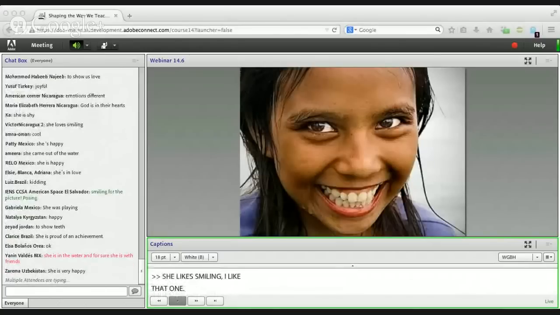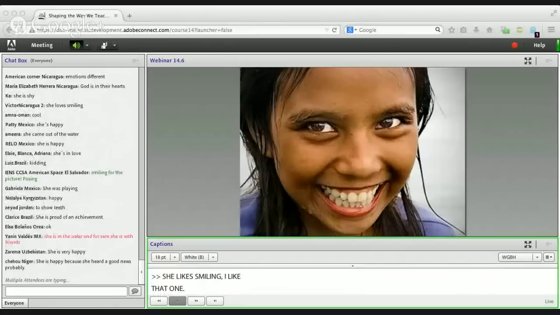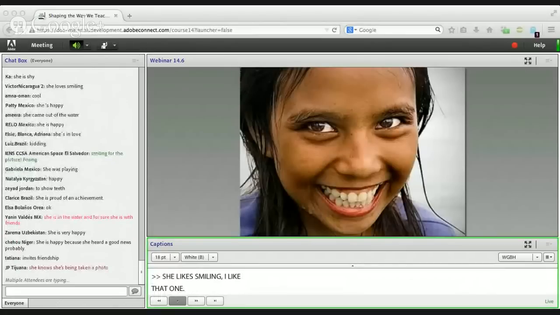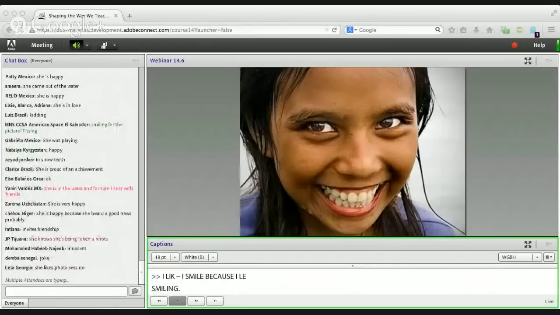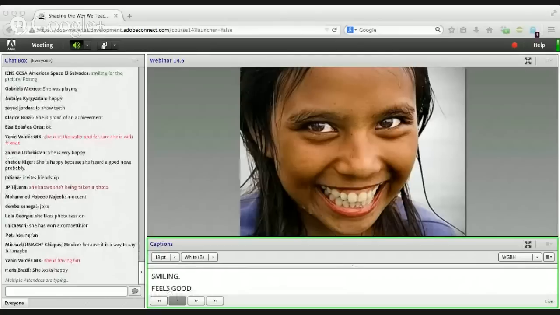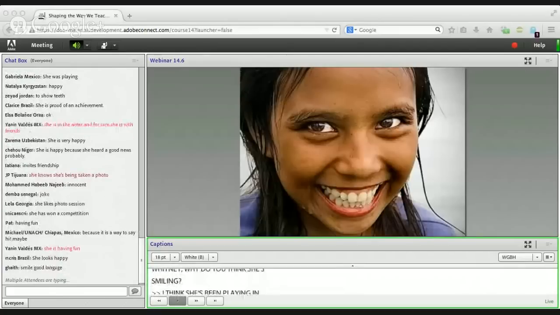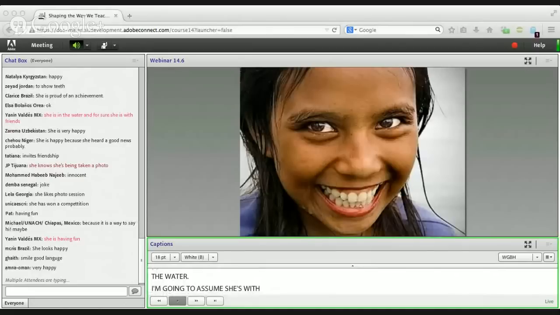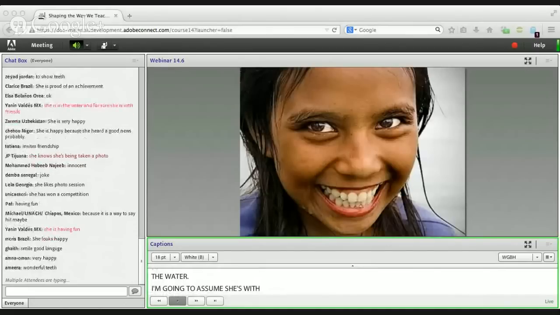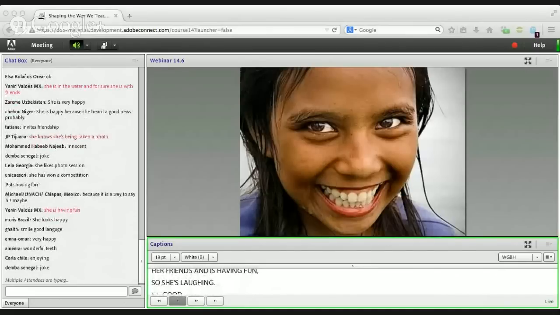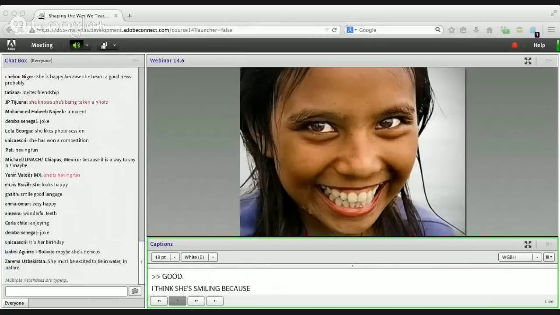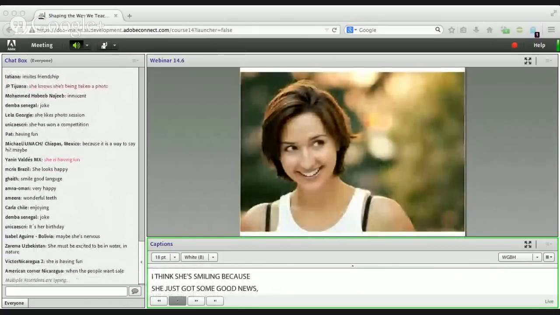So, Whitney, why do you think she's smiling? Well, I think she's been playing in the water. I'm going to assume she's with her friends, and she's having fun, so she's laughing. Good. I think she's smiling maybe because that's some good news. She's very happy about it. Potentially. All right, let's look at another photo.